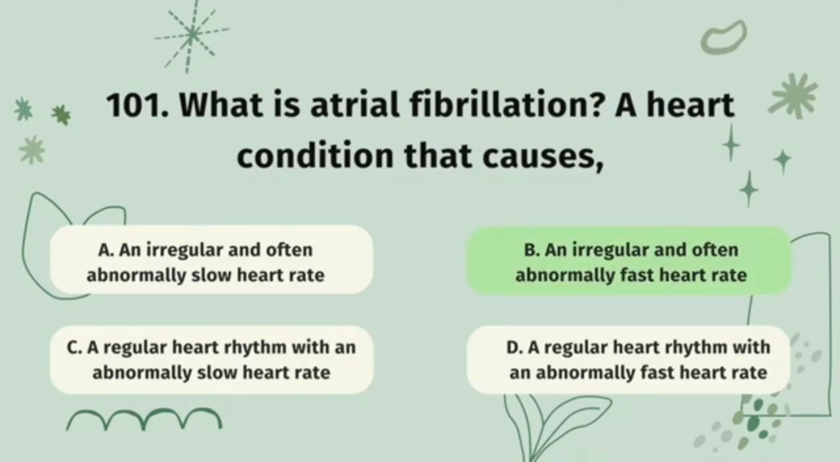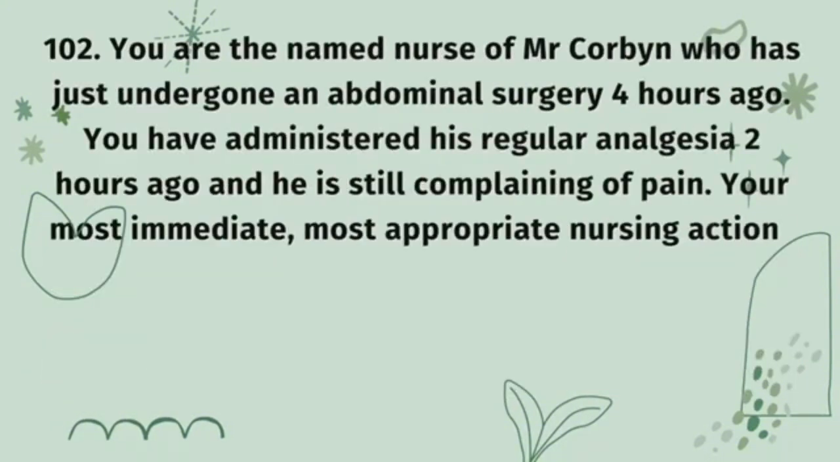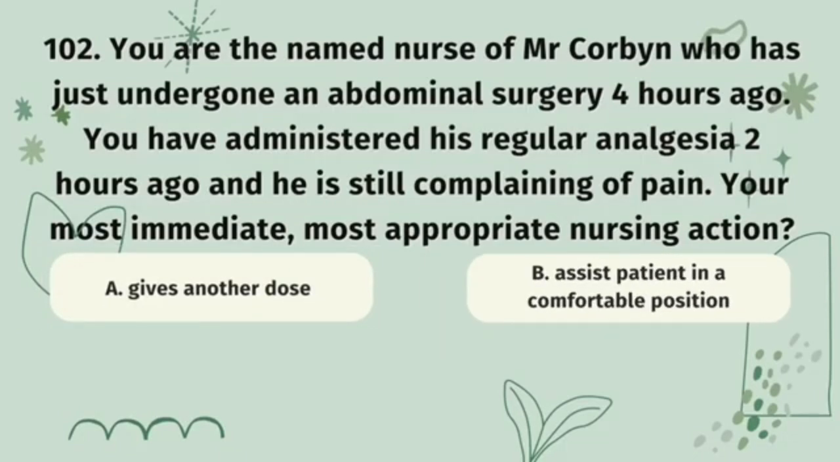The correct answer is B. Question 102. You are the named nurse of Mr. Corbin, who has just undergone an abdominal surgery 4 hours ago. You have administered his regular analgesia 2 hours ago, and he is still complaining of pain. Option A, give another dose. Option B, assist patient in a comfortable position. Option C, all of the above.